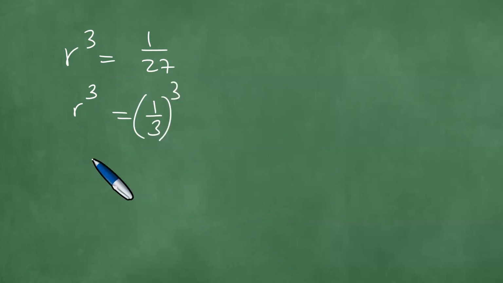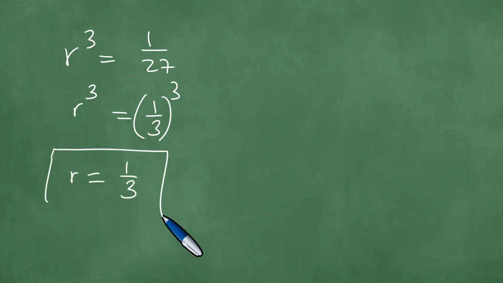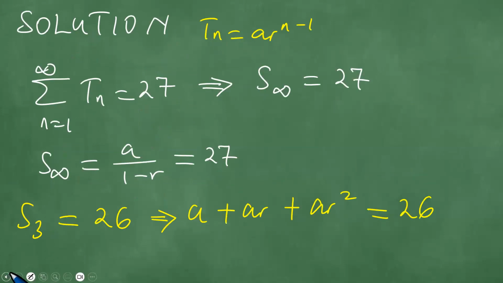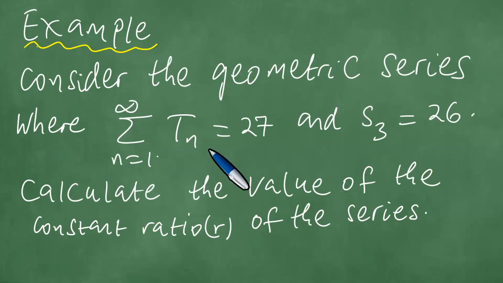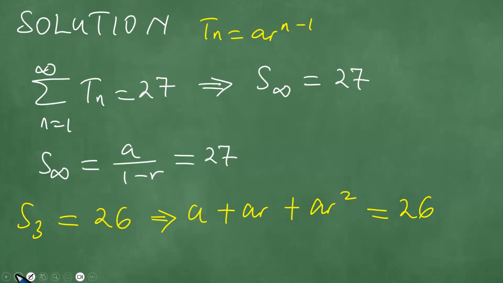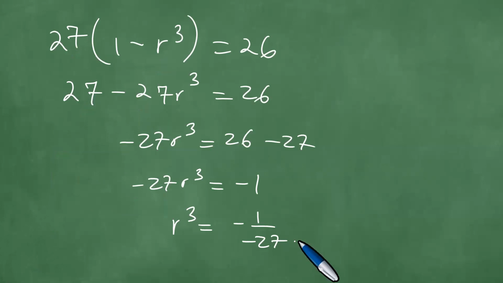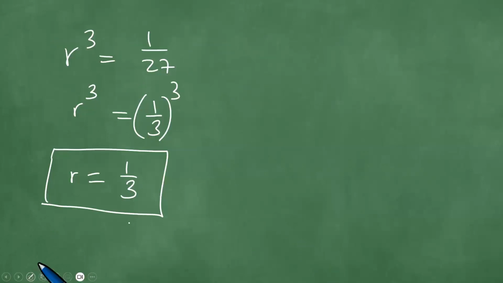27 is 3 cubed. So when the powers are the same, you can equate the bases and therefore say whatever the examiner wants is the constant ratio, and it's 1/3 for this question. Because they were saying, consider the geometric series given by this. The sum of the first 3 terms is 26. Calculate the value of the constant ratio of the series. We need the constant ratio R, and we found that the constant ratio of the series is actually 1/3.